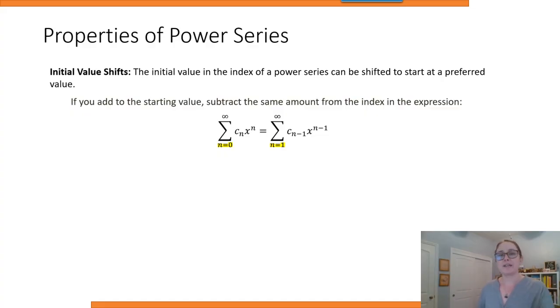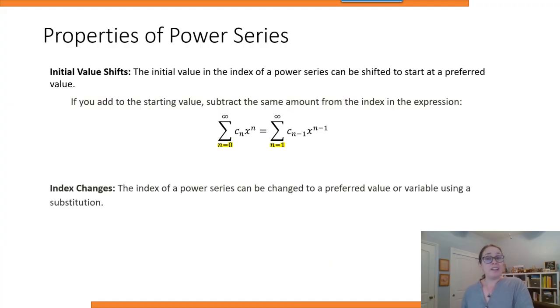expression. So here I started out with a series that started at 0, and my expression was c_n x to the n. And when I shifted it to start at 1, now I'm going to subtract 1 from all the n's. So now it starts at c sub n minus 1 times x to the n minus 1. So that's how you can shift things and move them earlier. Or sorry, have them start at a later value.